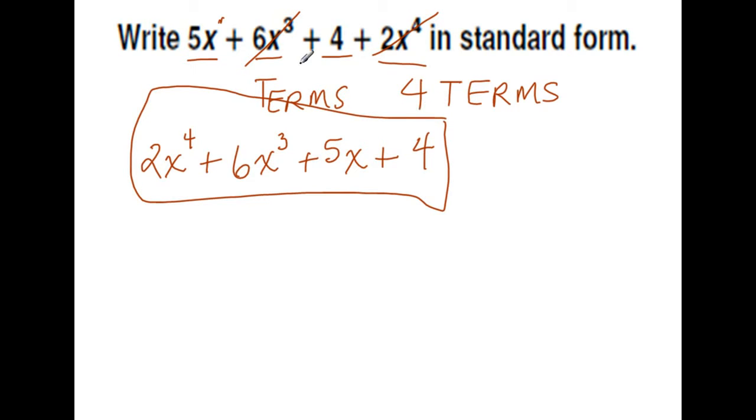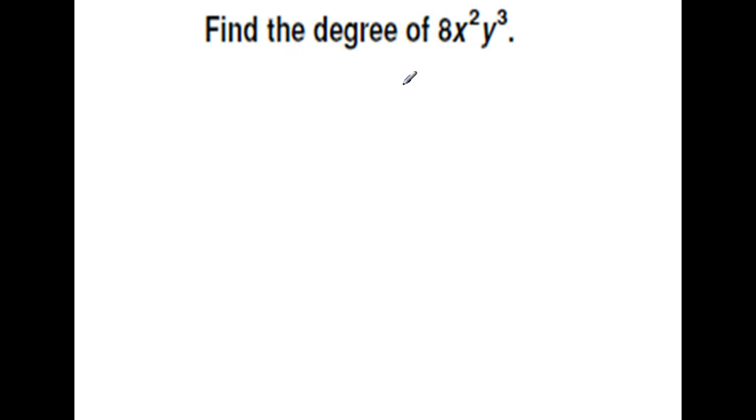Alright, we got terms. There's 4 terms here. These are powers. And we'll talk more about that. Find the degree. There is one term here. One term. Alright? And this one term has an x squared and a y cubed.